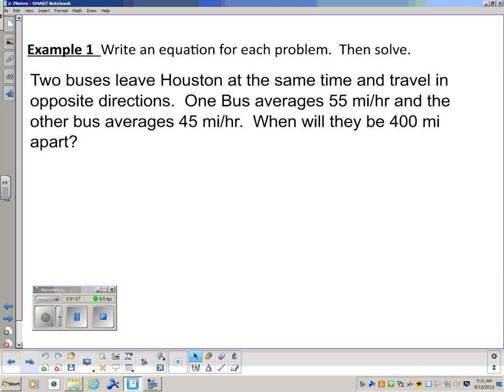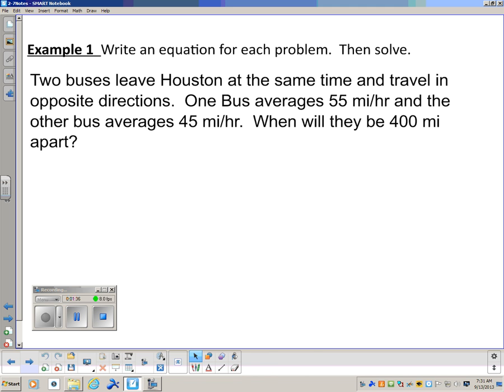So example 1 here says write an equation for each problem and then solve. Two buses leave Houston at the same time and travel in opposite directions. One bus averages 55 miles per hour and the other bus averages 45 miles per hour. When will they be 400 miles apart? So we need to go ahead and set up an equation here to represent our variables.